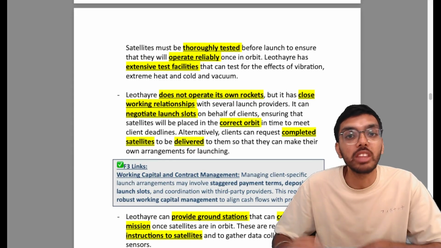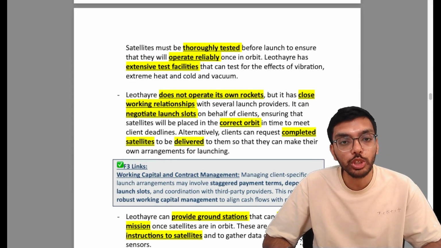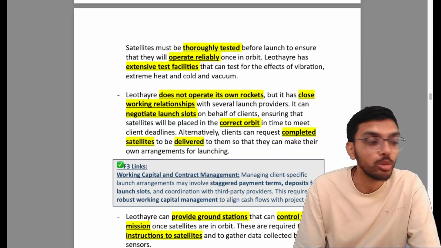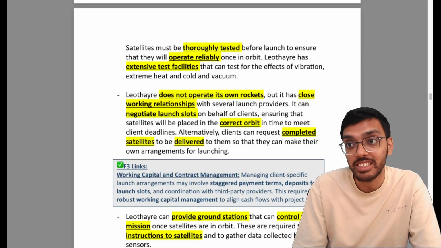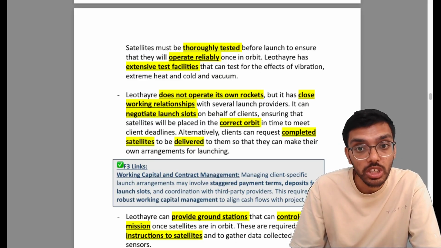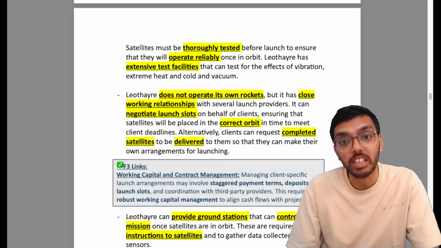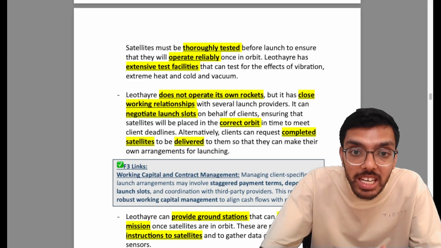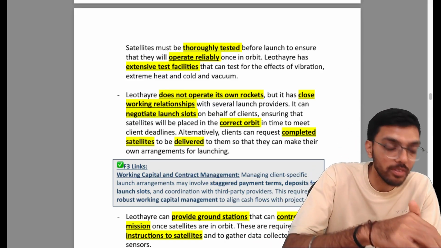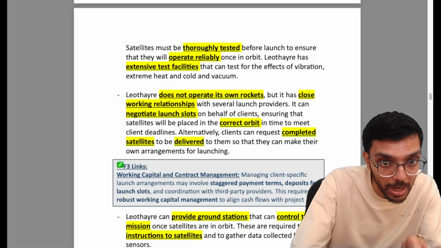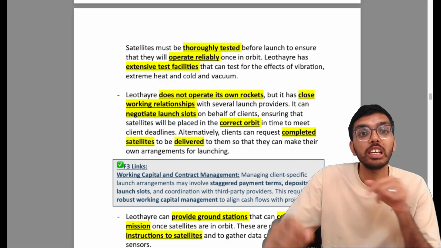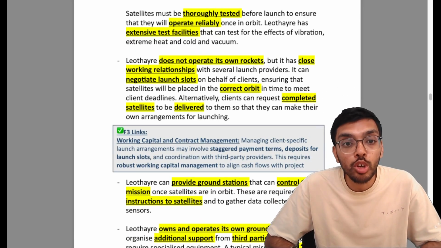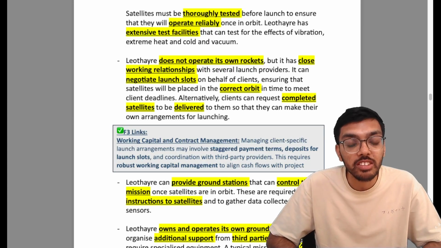Next, satellites must be thoroughly tested before launch to ensure that they will operate reliably once they are in orbit. Naturally, you will have to be testing these satellites very thoroughly before they are launched. Leothayre has extensive test facilities. So we have testing facilities available as well, which will have to be managed. So we have consultation, manufacturing, testing. Leothayre, though, does not operate its own rockets, but it has close working relationships with several launch providers.